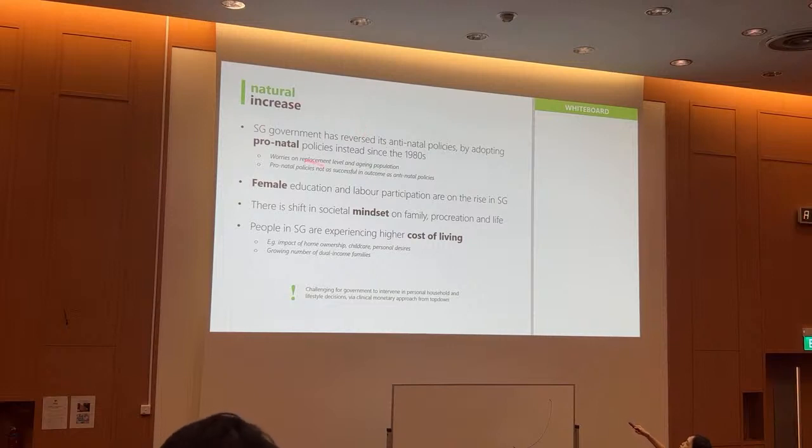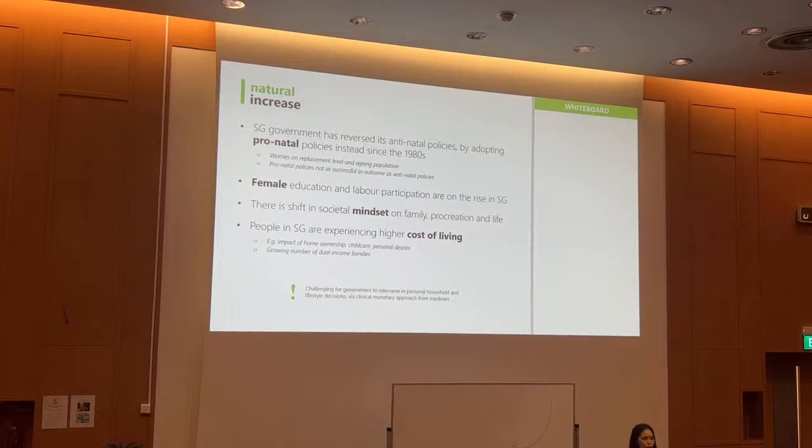So for this period of time, there is a reversal in policy. In the previous era, the government tried to reduce births using antenatal policies. In this era, immediately right after, the government tried to promote births through pro-natal policies. So it's like a 180 reversal of policy directions. This drastic switch in policy was mainly due to the worries on replacement level and aging population.